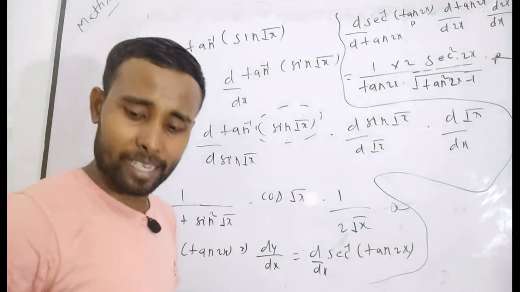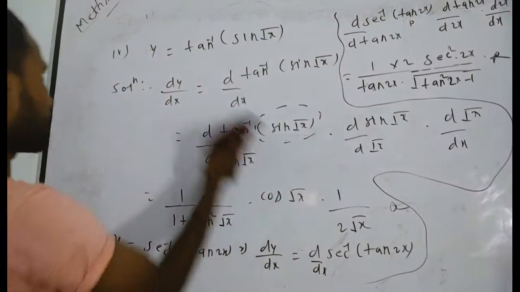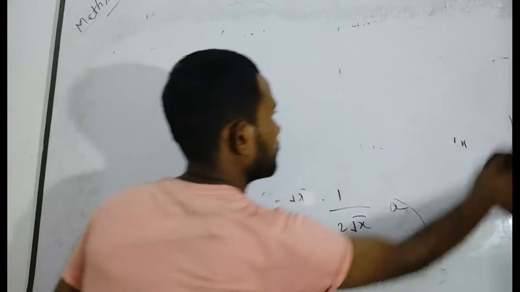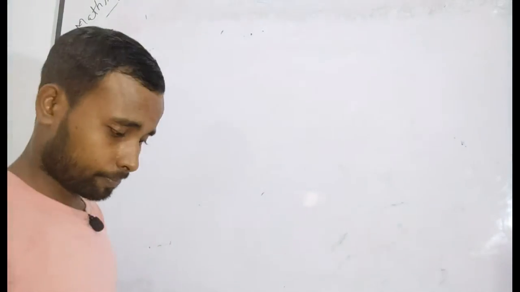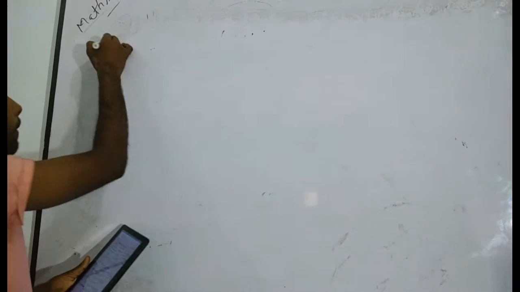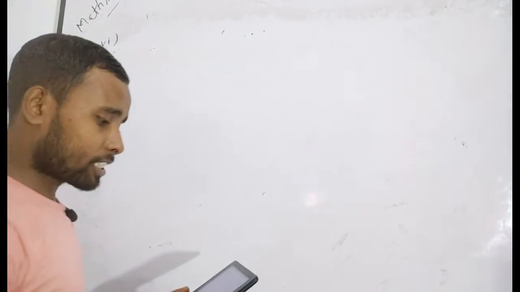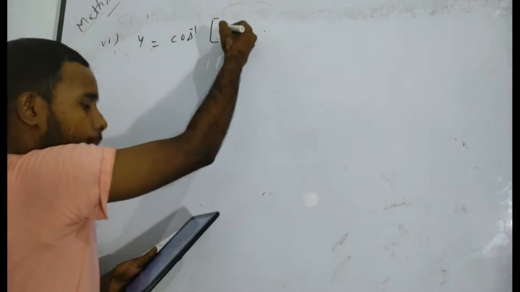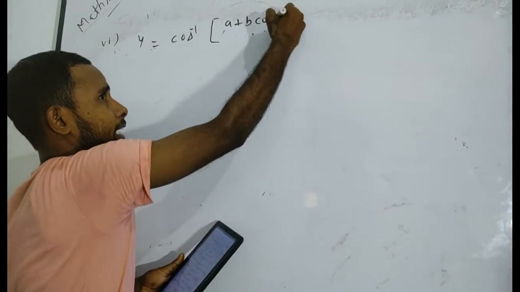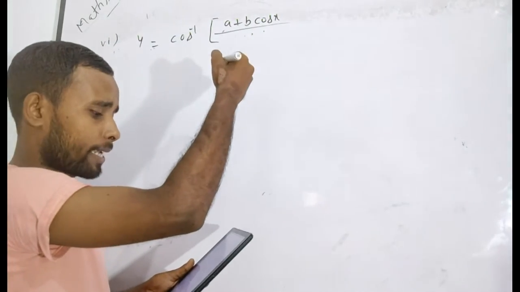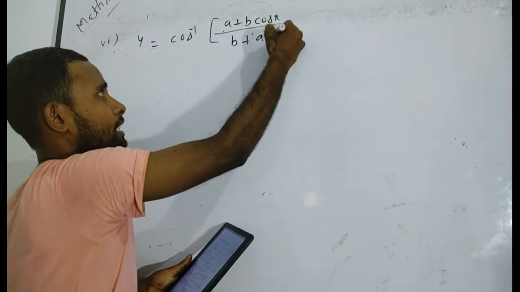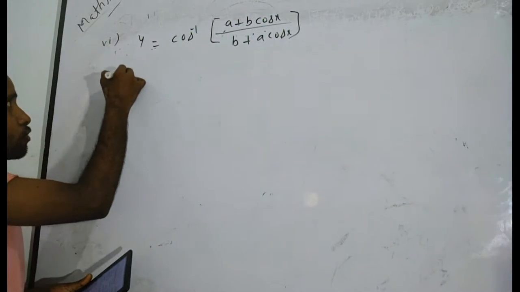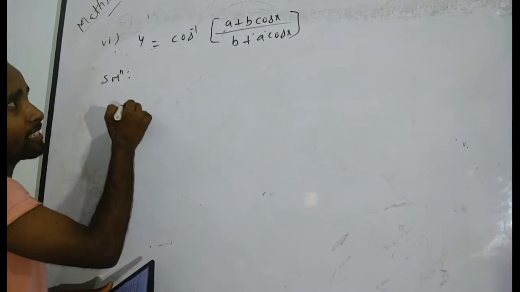I think you understand very well. Now take the next question for you, that means question 6. See here, question 6. It has given y is equal to cos inverse of (a plus b cos x) divided by (b plus a cos x). Now you have to differentiate on both sides. It is also very simple, only there is some complexity, otherwise it is very easy.